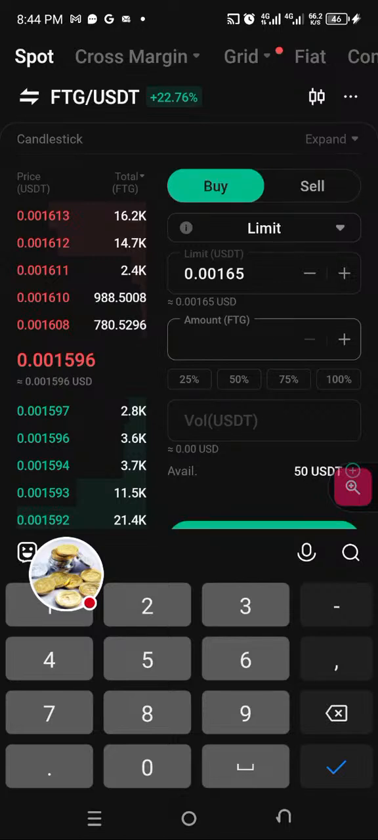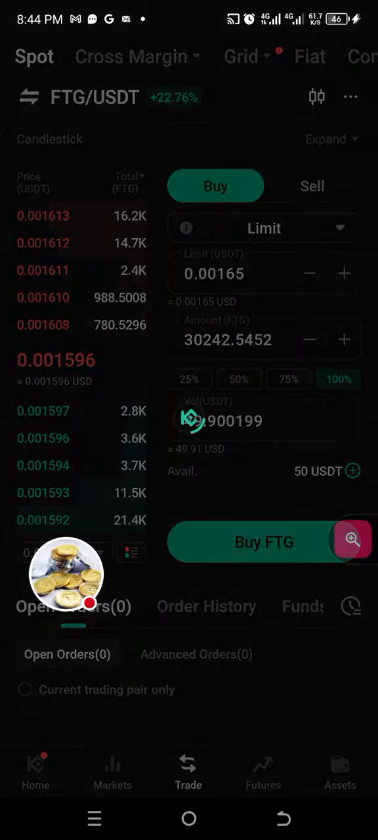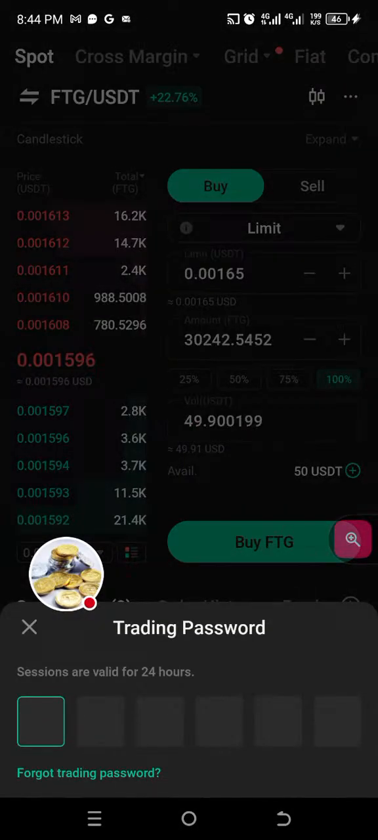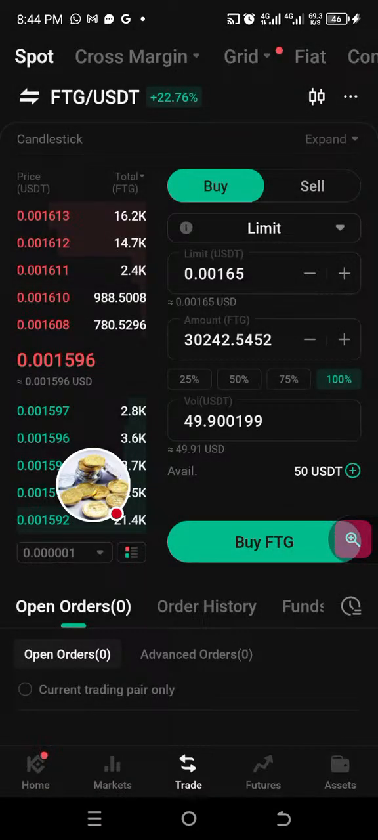So let's go with the buy. I'm just going to put in 100% and let's try and buy. Oh, sorry. It's asking me for my trading password and I'm not going to put this here. I may have to do this as another video. This is live, and I can't edit this, so I'm not going to do this.